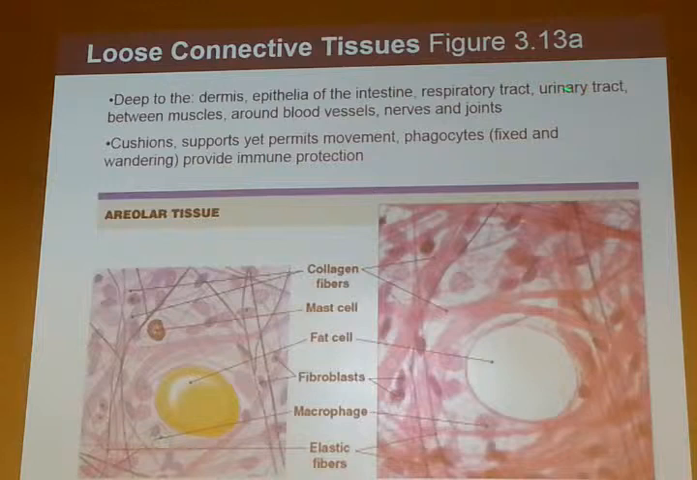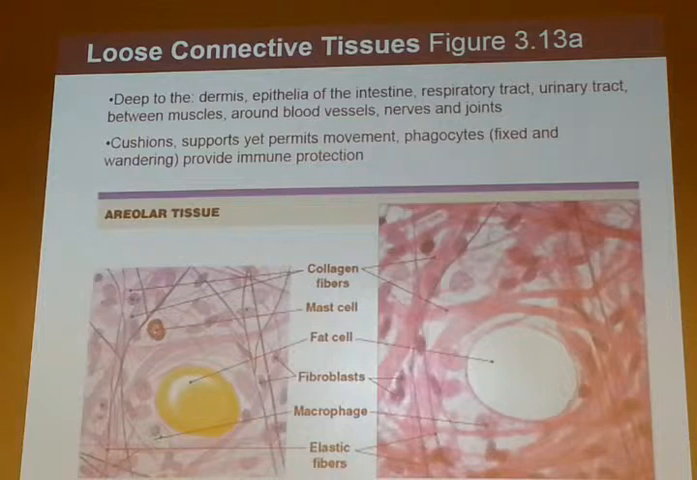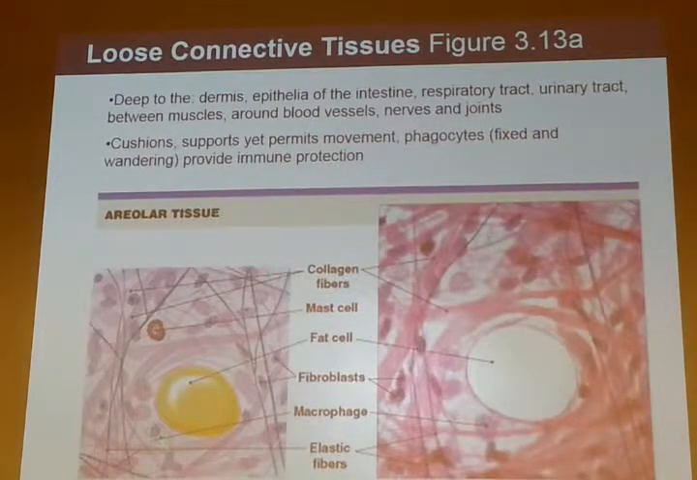Epithelium of intestine, respiratory tract, urinary tract, between muscles, especially where you want the access of blood vessels and nerves to the muscle for function and nutrient delivery. Around blood vessels, nerves, and joints, you're going to find this areolar connective tissue forming joint capsules and anchoring those structures to other structures next door, but still allowing for other things to get in that space. So it cushions, but it also permits a lot of movement, provides space for other cells to wander in and out.